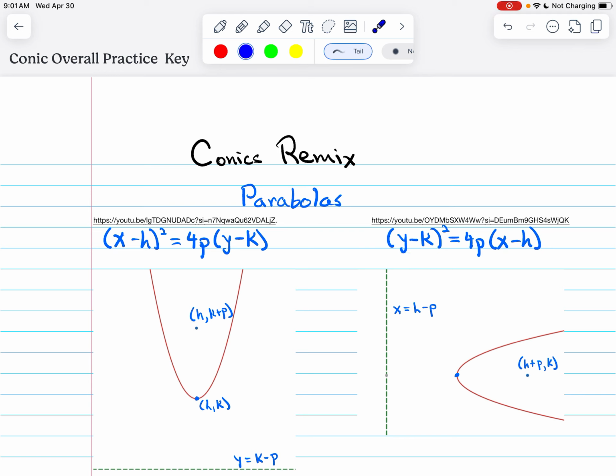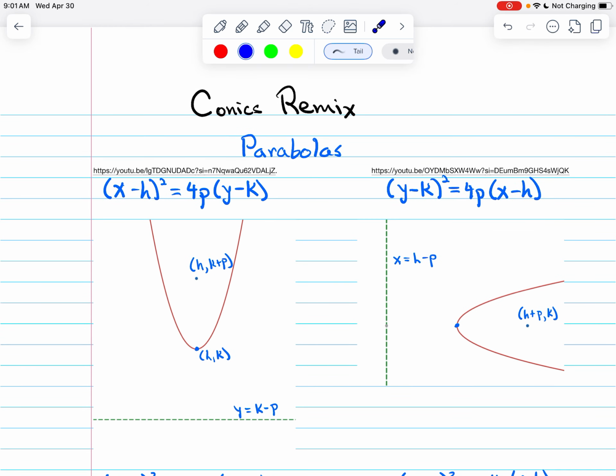Now, when you have the x squared, and you don't see a negative sign, you do this. You get the vertex, which is (h, k). To get to the focus, you add to the k this amount, p. And to get to the directrix, you subtract from the k.